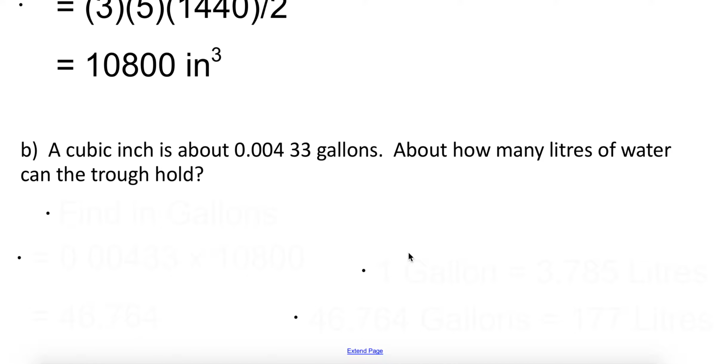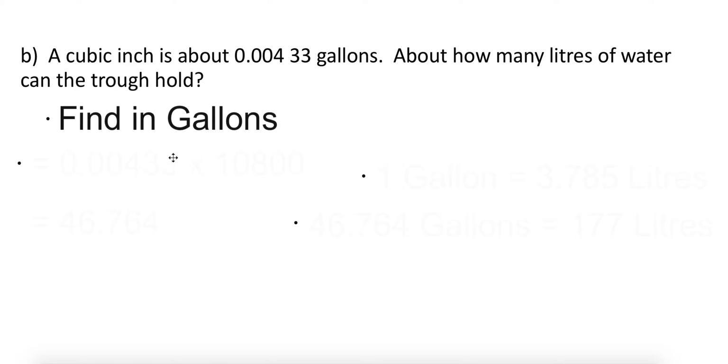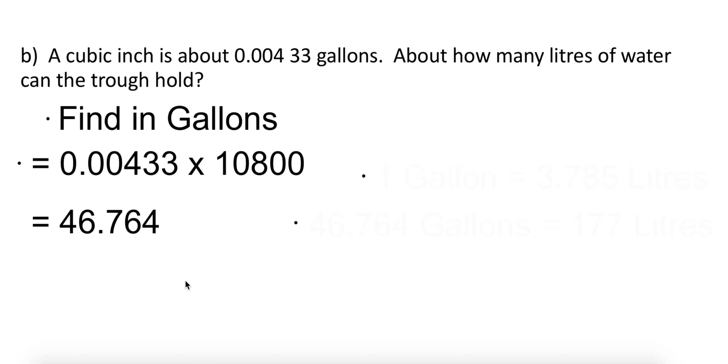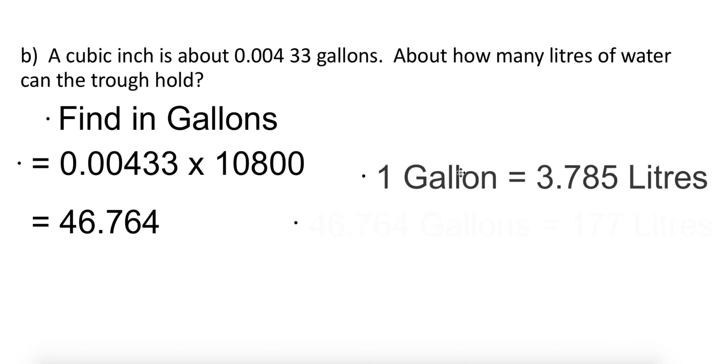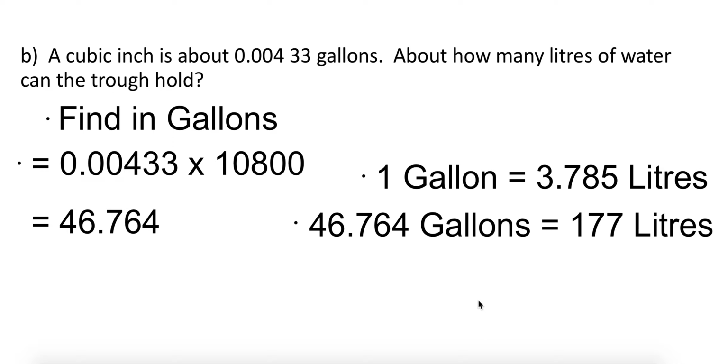The second part of the question says 1 cubic inch is about 0.00433 gallons. How many liters of water would this trough hold? Now that's important. We need to change our units. So we're going to find out first how many gallons it's going to hold by just multiplying that through. And then 1 gallon is about 3.785 liters. So we need to take our number here and multiply it because we're going from gallons to liters. So we have to multiply to the bigger number. And we find that it's about 177 liters.